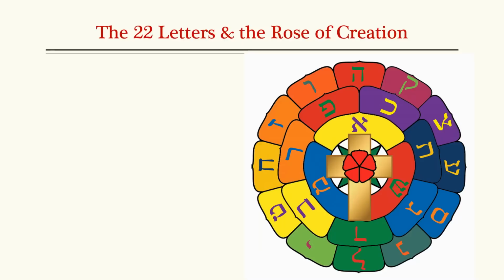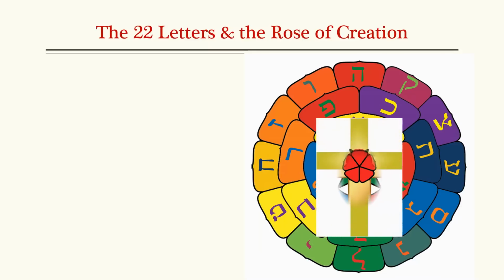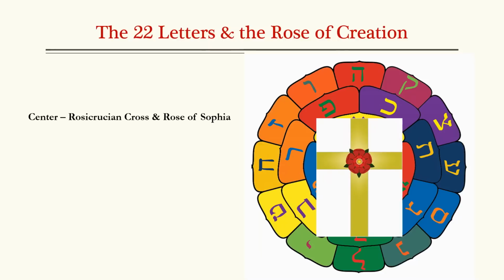It's arranged in several layers: 3, 7, and 12. And we're going to pick those apart. In the center, you have the rose cross. Okay? That is the golden cross with the red rose.